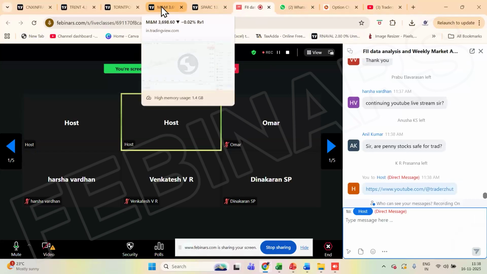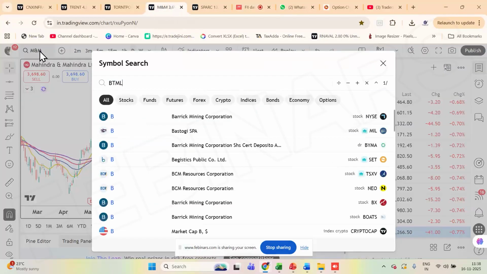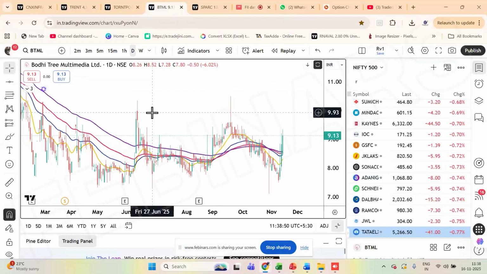Okay, Mr. Anil Kumar, there is no safety in penny stocks. Obviously, you can trade. Sir, I am seeing this stock as a bullish bet, BTML, Bodhi Tree Multimedia.